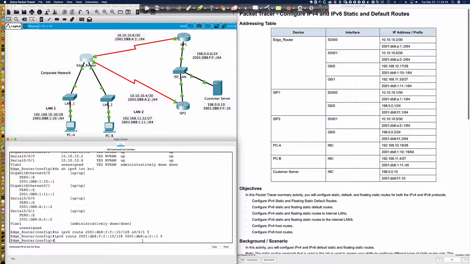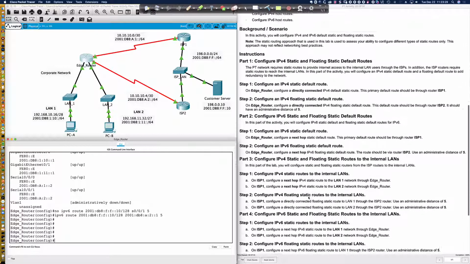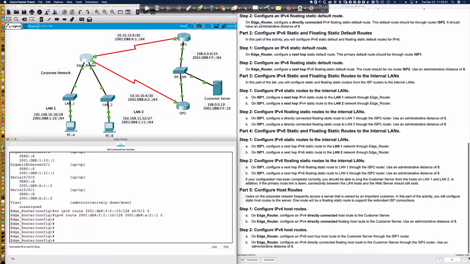And, oh, Packet Tracer, how I love you. All right. So the completion percentage is at 100. The last thing it asked us to create was a directly connected floating static host route. This is not a directly connected floating static host route. That is a next hop recursive static host route. We're using the next hop IP.